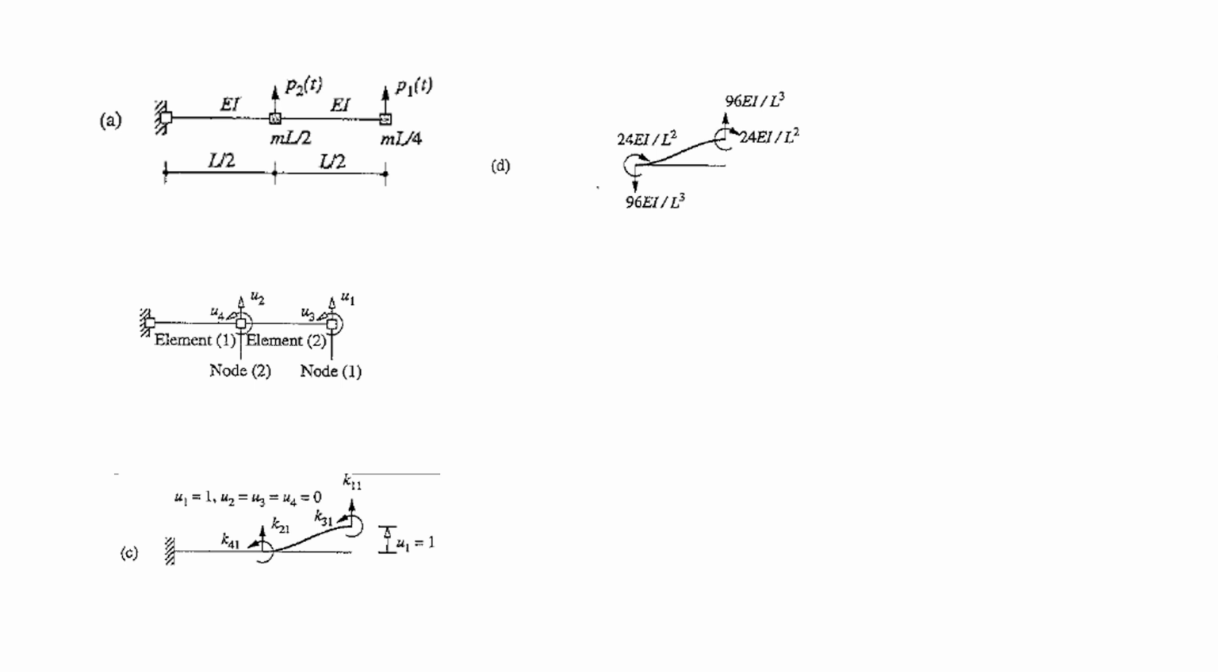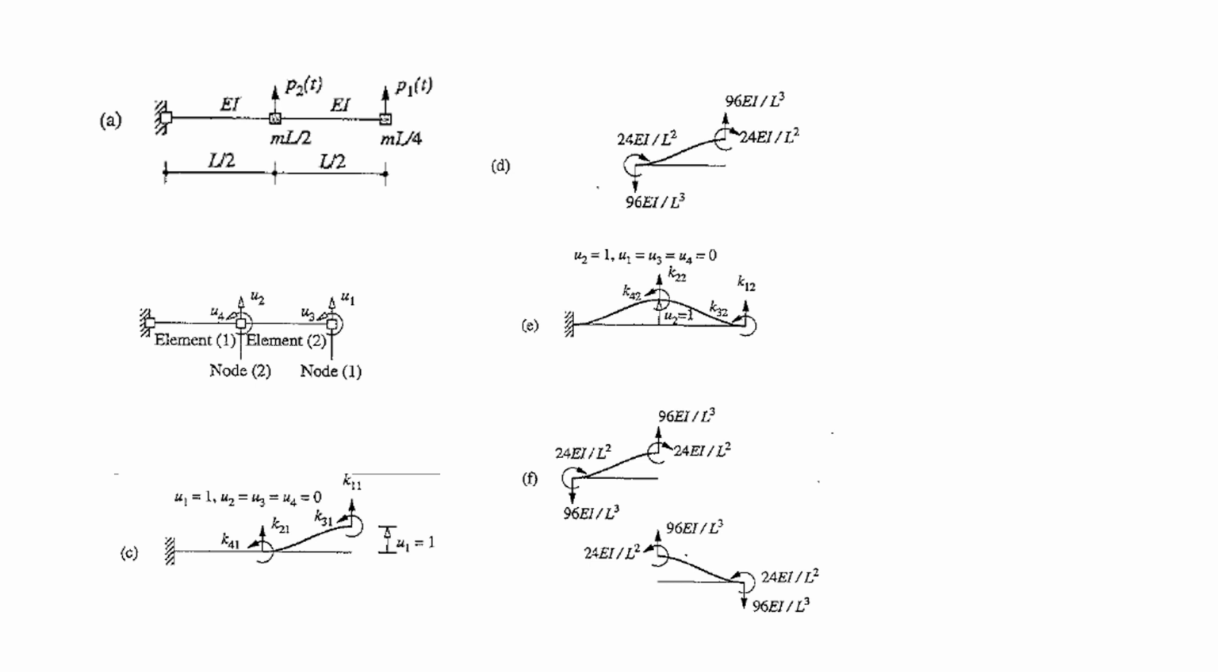Next, once we have determined this, we have to determine the second column of the stiffness matrix. For that, we put u2 equal to 1 and all of u1, u3 and u4 equal to 0. The stiffness influence coefficients now are ki2, and these are the forces on each beam element which are necessary to maintain the imposed displacements.